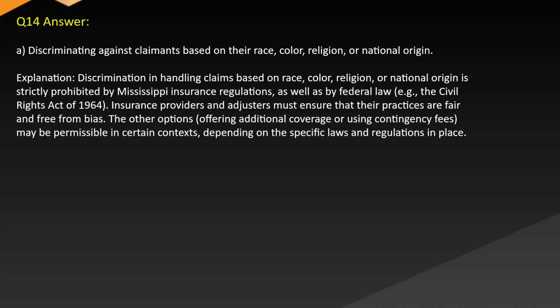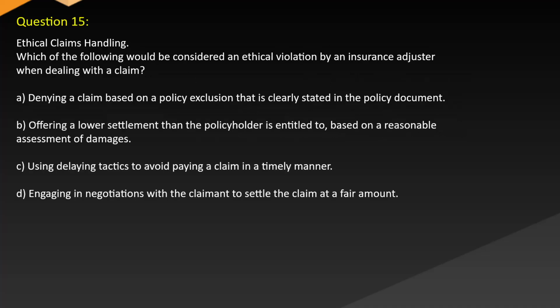Answer: A. Discriminating against claimants based on their race, color, religion, or national origin. Explanation: Discrimination in handling claims based on race, color, religion, or national origin is strictly prohibited by Mississippi insurance regulations as well as by federal law, e.g., the Civil Rights Act of 1964. Insurance providers and adjusters must ensure that their practices are fair and free from bias. The other options, offering additional coverage or using contingency fees, may be permissible in certain contexts depending on the specific laws and regulations in place. Question 15. Ethical claims handling.